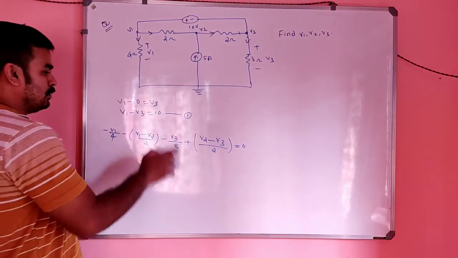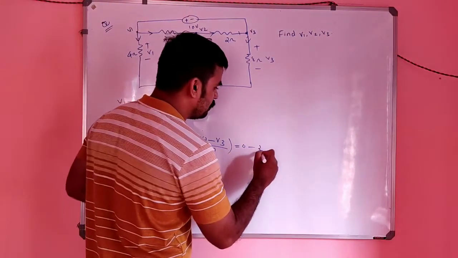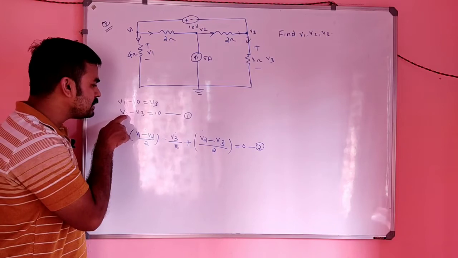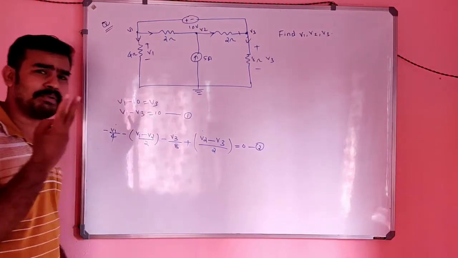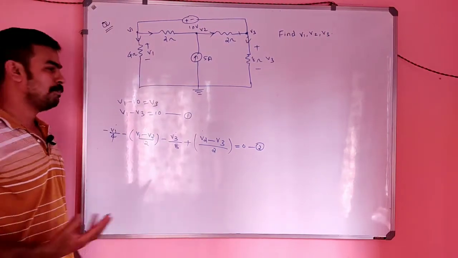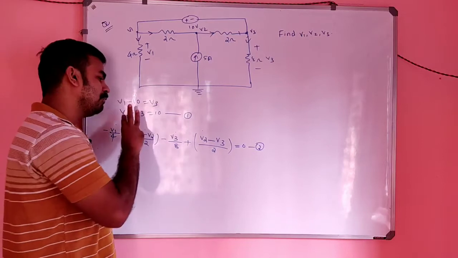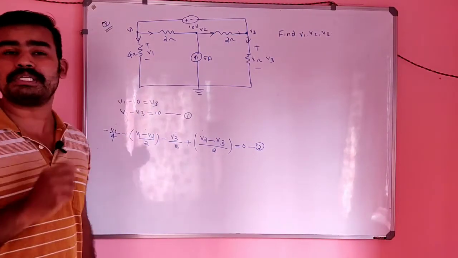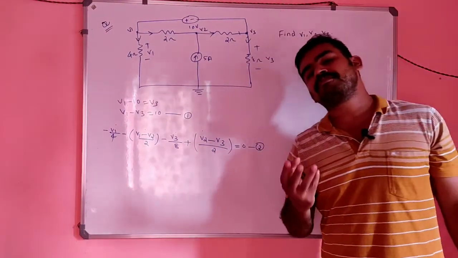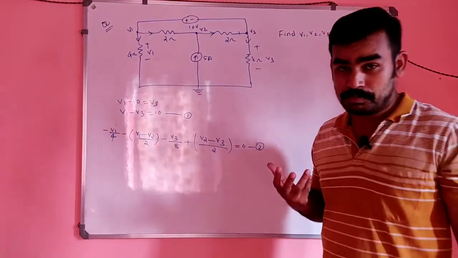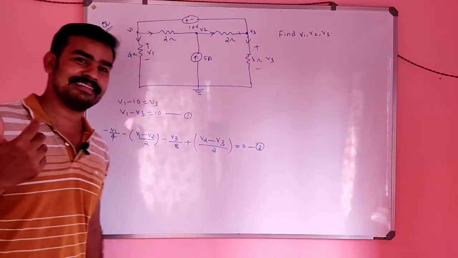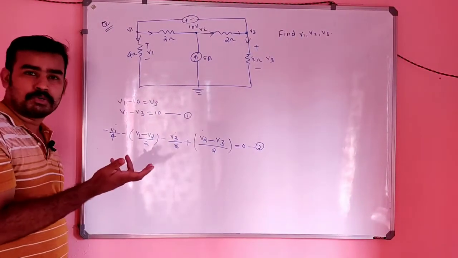So now solve this. Let it be equation number 2. Now you have 2 equations and the parameters are V1, V2, V3. Can it be solved? No. Because if you have 3 unknowns, you should have 3 equations in order to solve. That means the number of unknowns must equal the number of equations. Then only you can solve. Here you can't solve because there are only 2 equations.